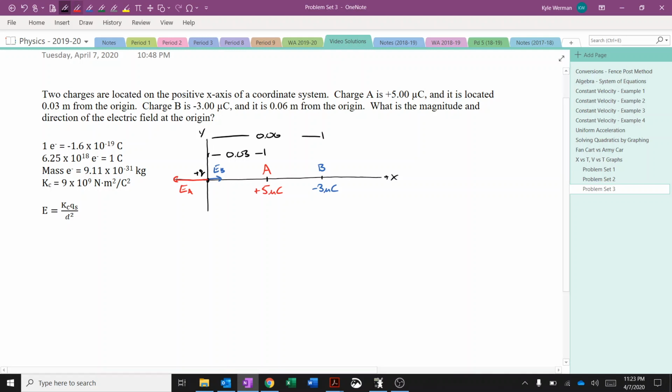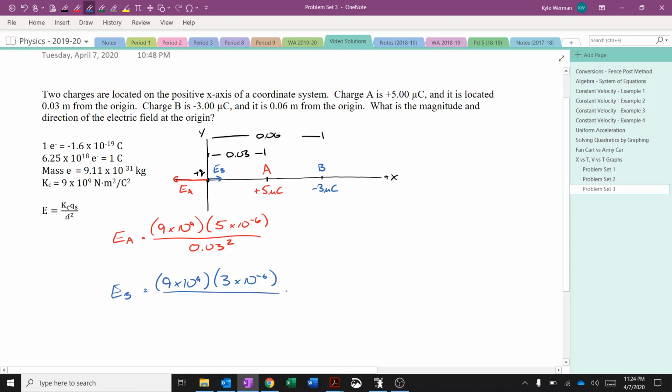So now I think we have the information we need. Let's calculate each field independently. The field of A is going to be K, which is 9 times 10 to the 9, times the charge of A, which is 5 micro, or times 10 to the negative 6, and the distance to A is 0.03 meters, and we'll square that. The field from B is going to be 9 times 10 to the 9, our constant, times the charge of B, 3 times 10 to the negative 6. Again, I'm leaving the sign out. I'll deal with the signs with my picture, and it's twice as far away, 0.06 squared.